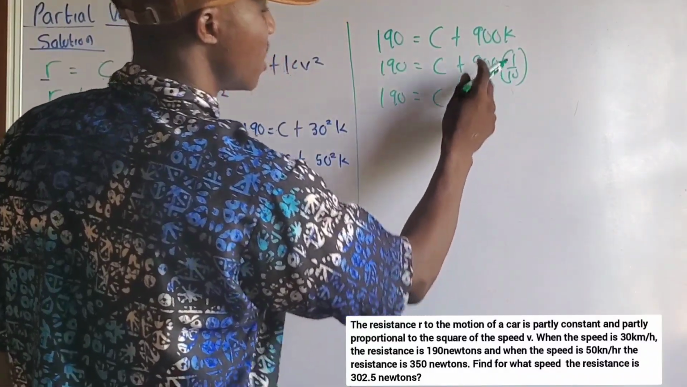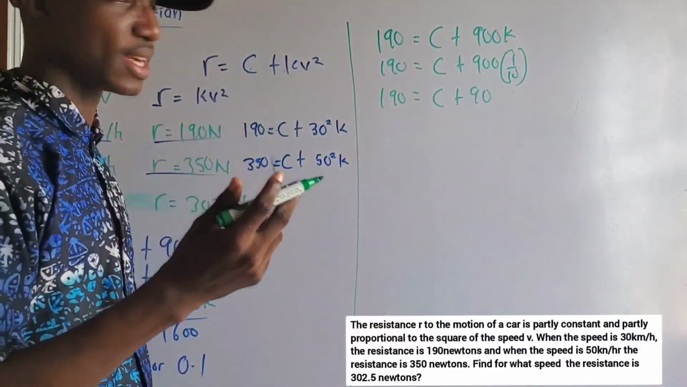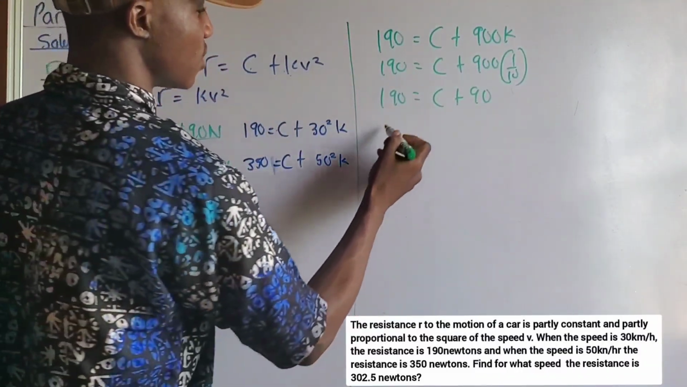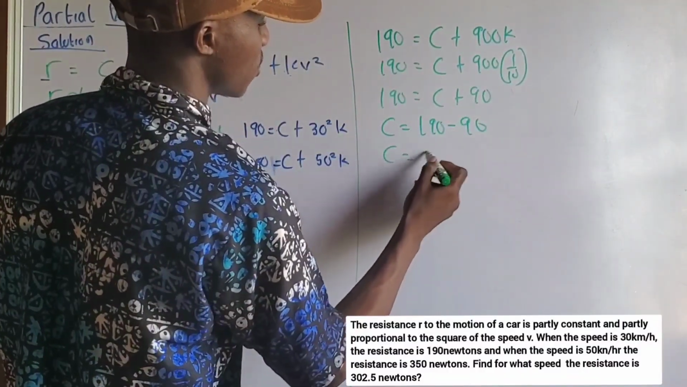Do you understand? Because 900 times 1 is 900. 900 divided by 10 is what? 90. Okay. So you can make c the subject of the formula to get the value of c. So c equals 190 minus 90. Okay. So c equals 100.